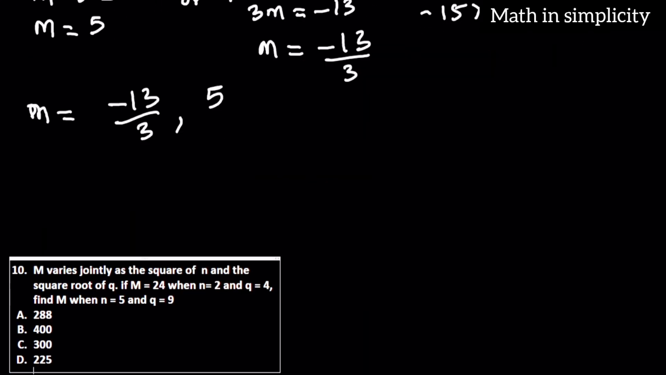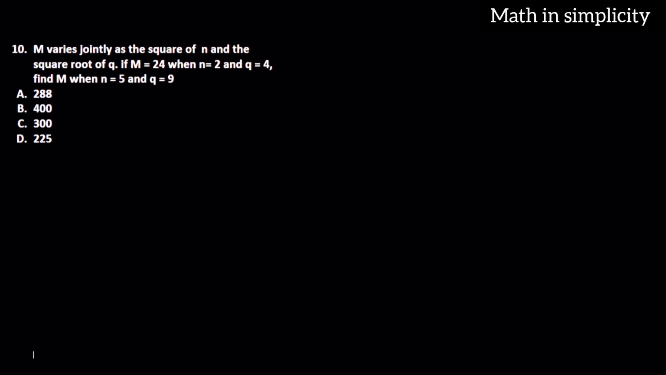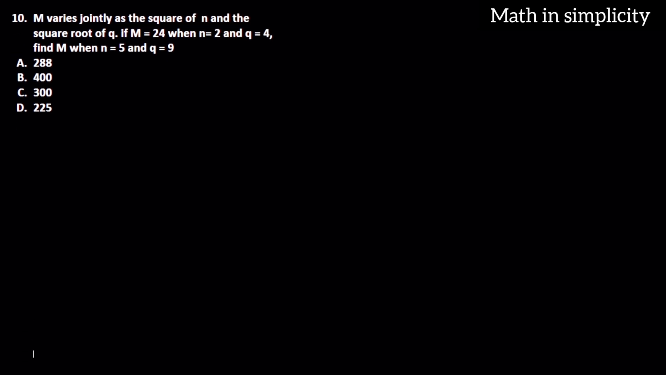Alright, let's go to question number 10. So this is what we have in question number 10. It says that m varies jointly as the square of n and the square root of q. So this is a joint variation. And that says if m is equal to 24 when n is equal to 2 and q equal to 4. First of all, anytime you're solving a problem on variation, whether it's direct, indirect, or joint, the first thing you should find is the constant of proportionality.